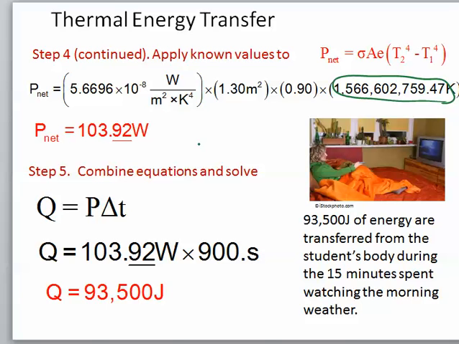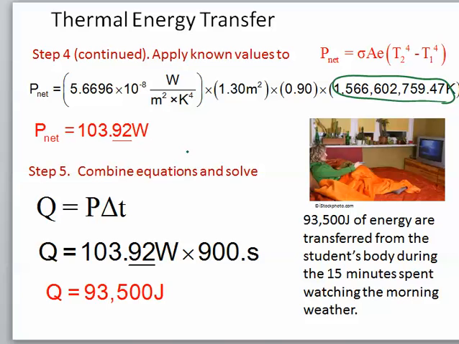Kind of takes you back to, what was the movie that was really popular? The Matrix, where the humans are being harvested for the power to supply all the machines their energy or their power that they need. But this person is supplying 103.92 watts of power.